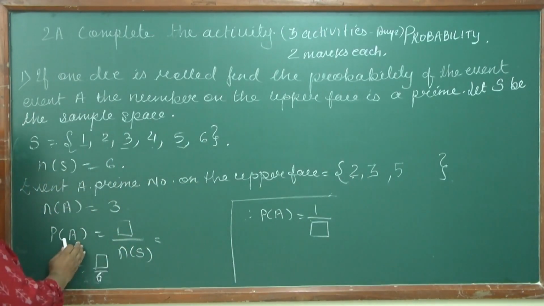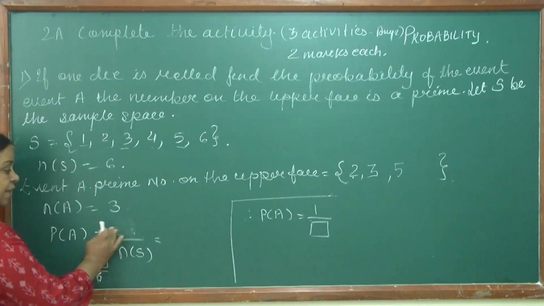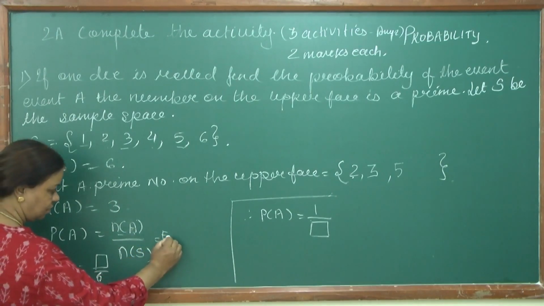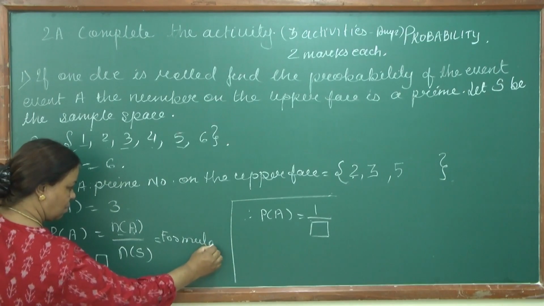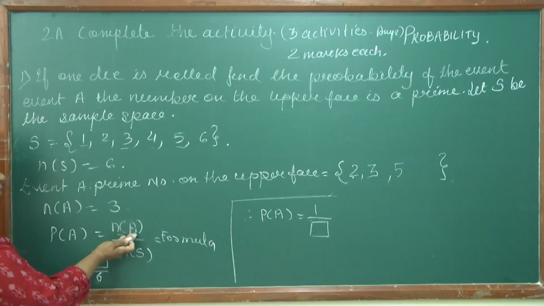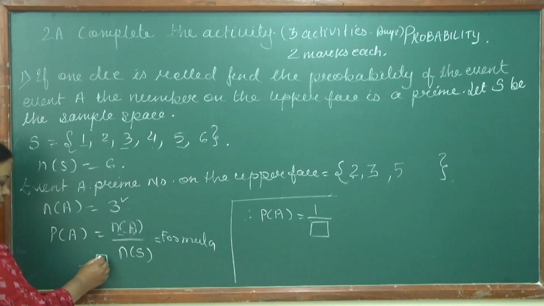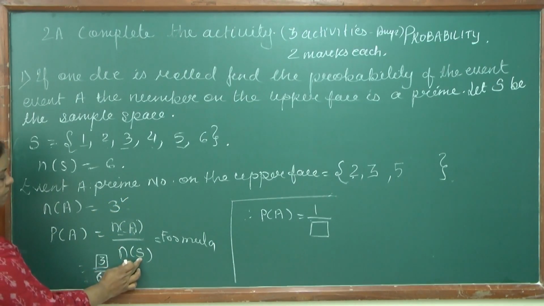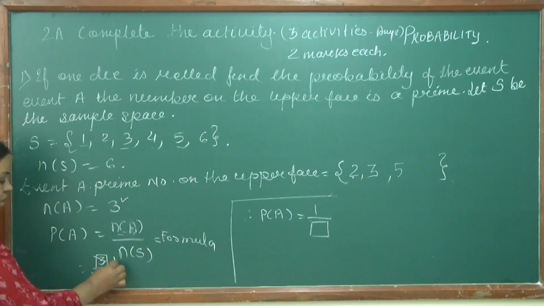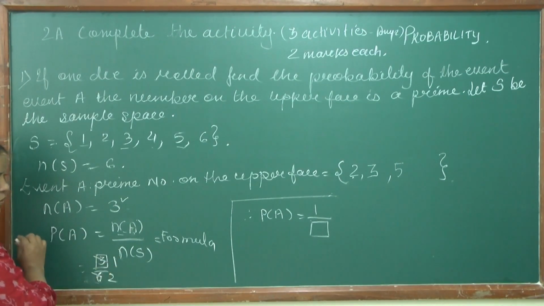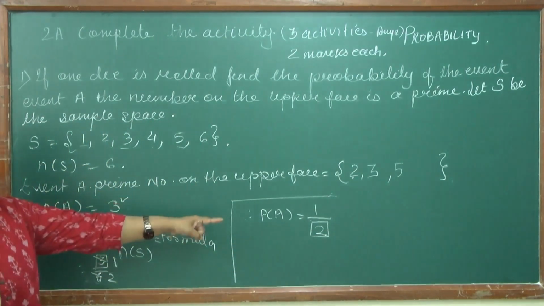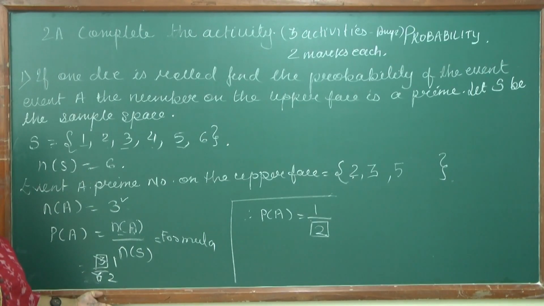So what is probability? Probability is the number of elements in A upon the number of elements in S. This is the formula, children. What is the number of elements in A? 3. Number of elements in the sample space, 6, which is already there. So 3 ones are 3, 3 twos are 6. So what we got? 1 upon 2. So the answer for this activity is 1 upon 2. This is how you will be able to solve this activity.